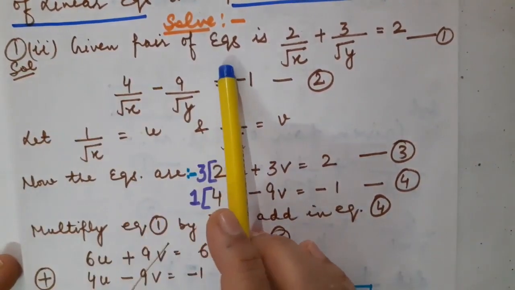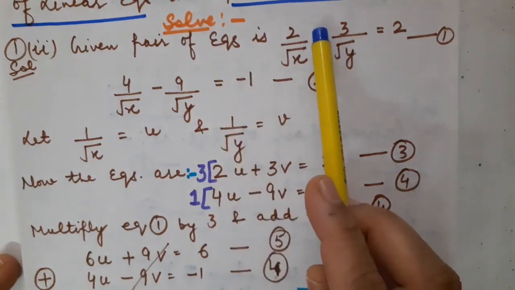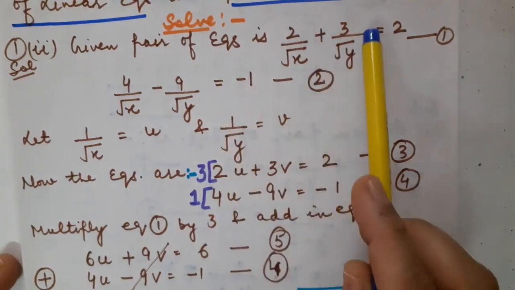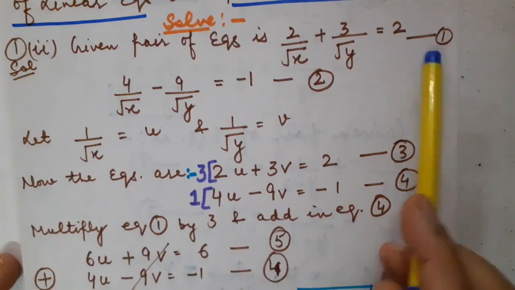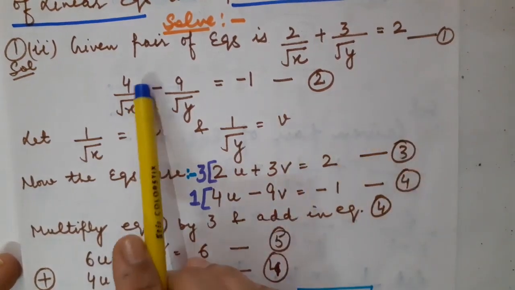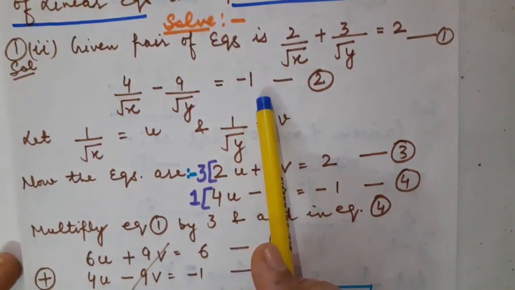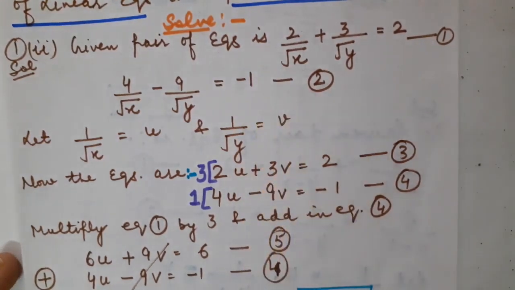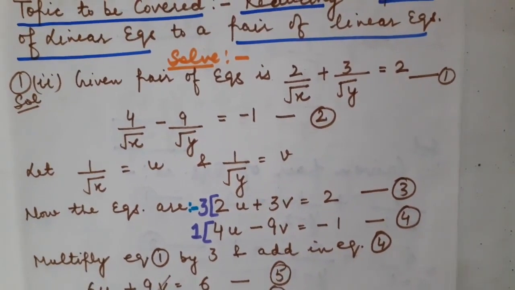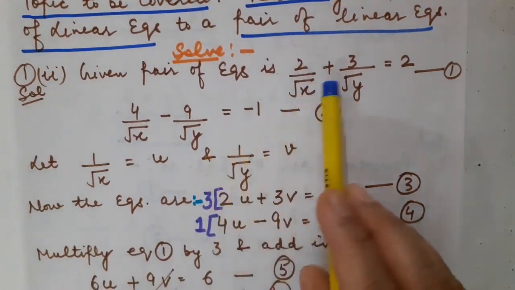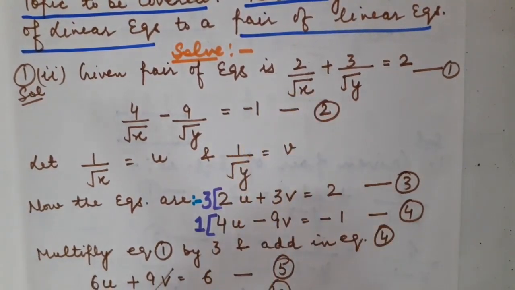You will be given a pair of linear equations. This is 2 upon root x plus 3 upon root y is equal to 2. This is the first equation. 4 upon root x minus 9 upon root y is equal to minus 1. This is equation number 2. So children, here you can see that you are given a pair of linear equations in two variables. But I am going to use the method of reducing it to another pair of linear equations.